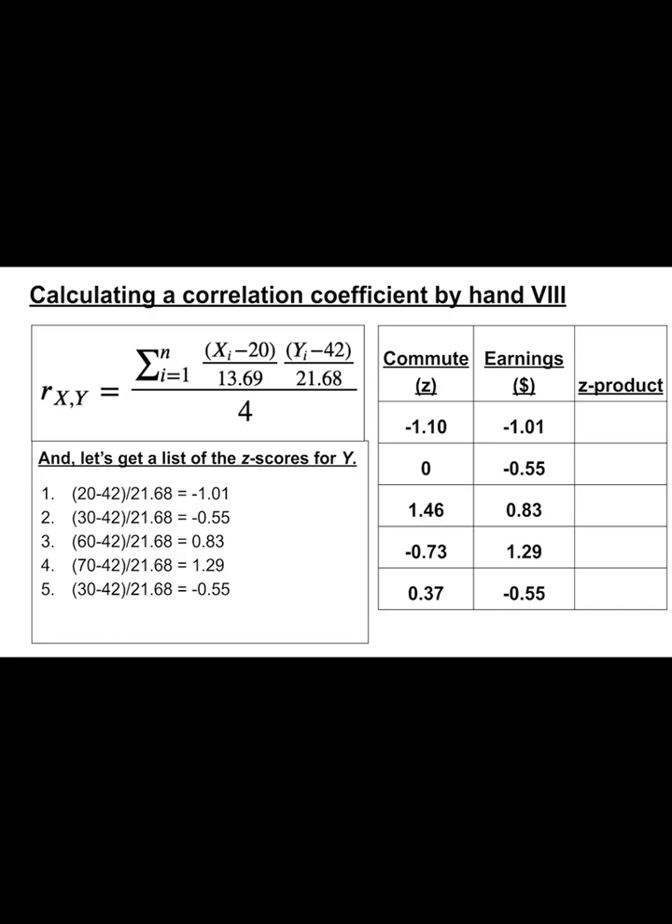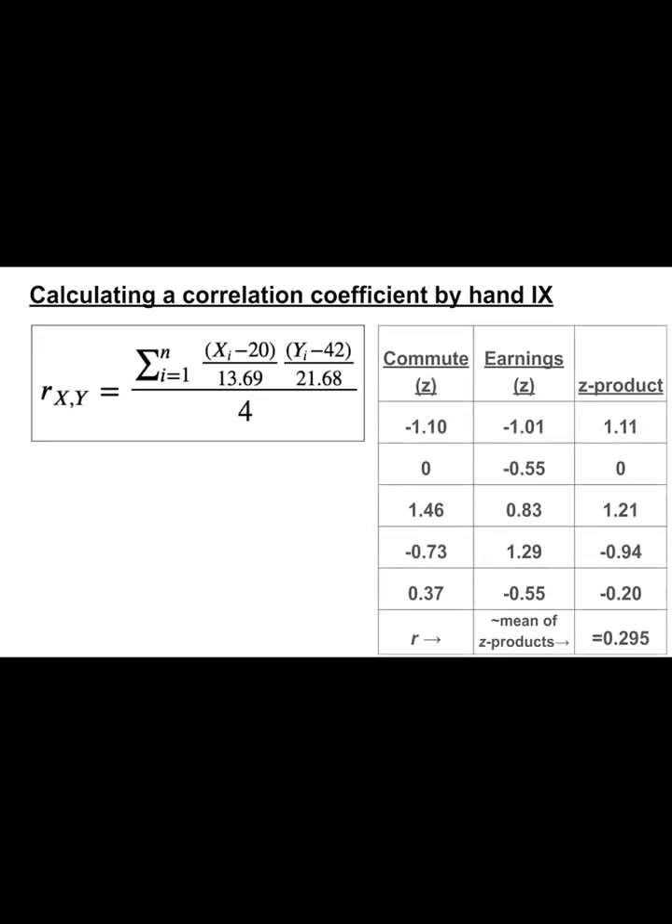Then we need to take the z products. So that results in this here. I was lazy, and also I figure we're usually running out of time at this point in class. So we get these z products by simply multiplying the z-score for x and the z-score for y together. So that becomes 1.11 for the case of individual 1, 0 for individual 2, 1.21 for individual 3, and so on. And then we sum them all up, and then we take a pseudo mean.